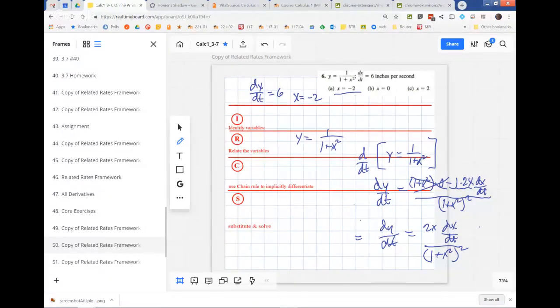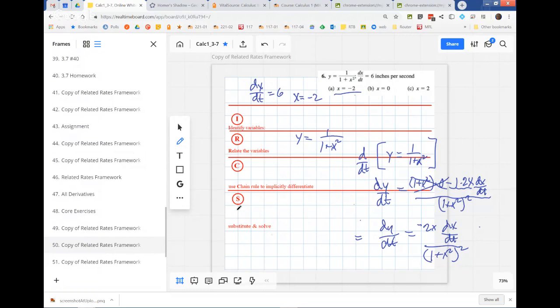But I thought it was -1 times 2x. That'd be -2x on the top. Isn't it? Oh, it's times -2x. It should be 2x. You're right. I thought it was times a -2x. You are correct. Thank you. Yeah. Okay, so now plug in. We know what x is. It's -2. We know what dx/dt is. It's 6.